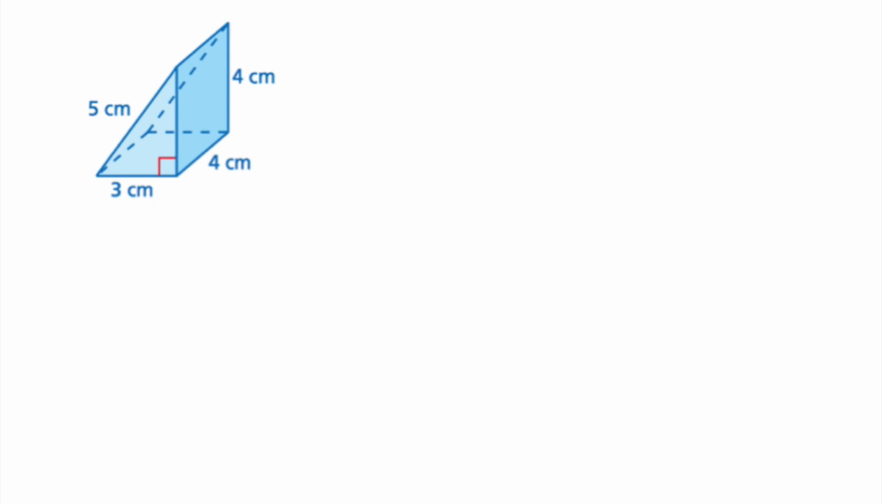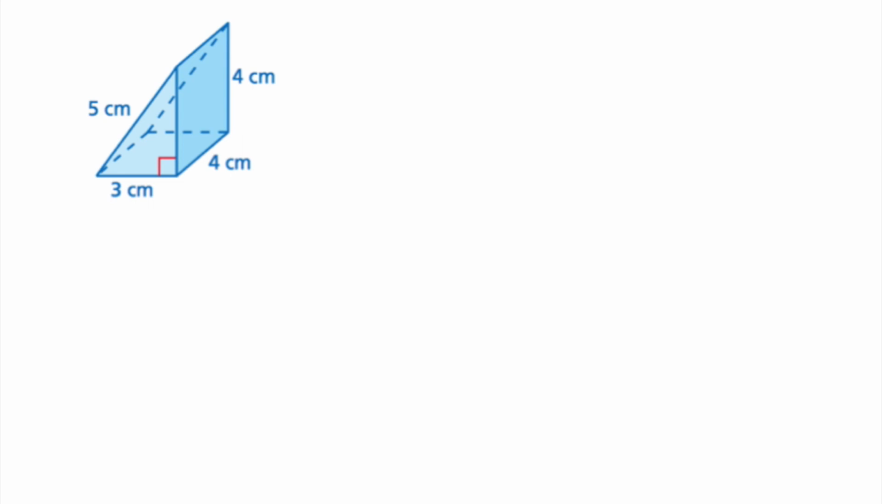Again, I highly recommend that you stay very organized and put all of your areas somewhere where they're labeled on your paper so that you don't forget one of them and get the problem wrong. So that's how we're going to practice this problem. So first, let's find the area of the bases.